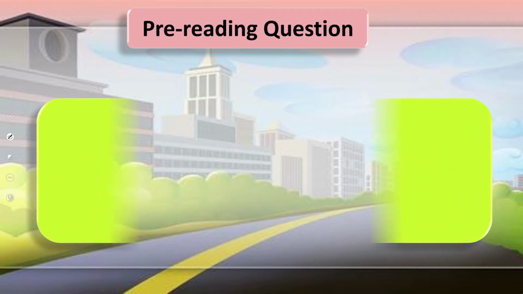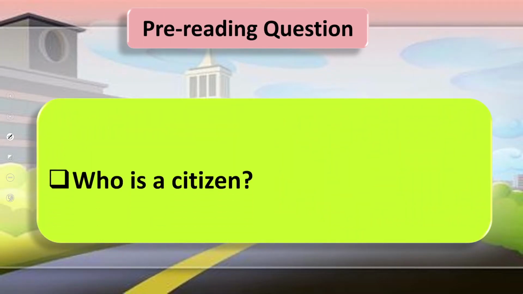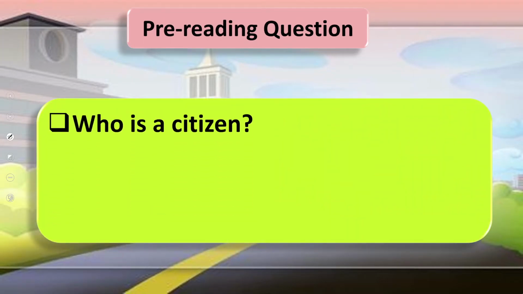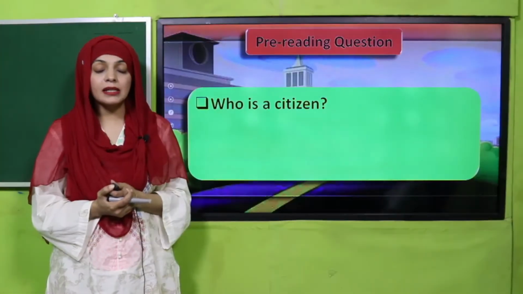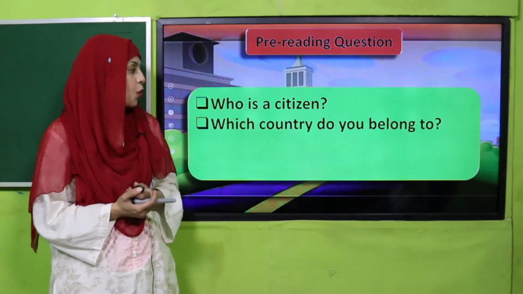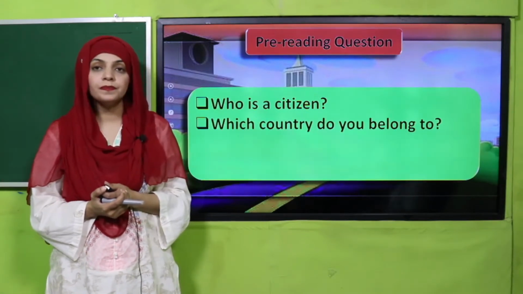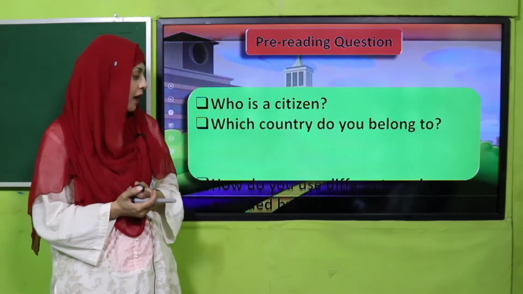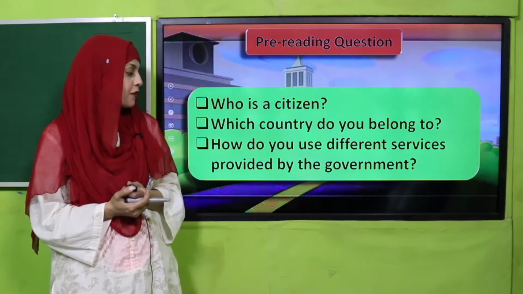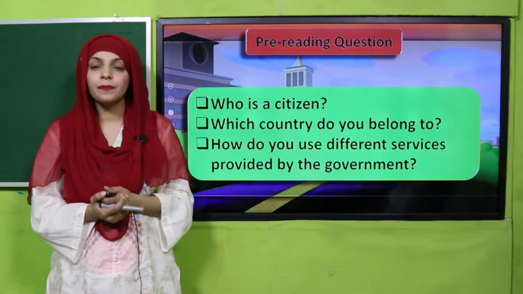So my dear students, now is the time for pre-reading questions. Quickly tell me, who is a citizen? A citizen is a resident of a country. Very good. So which country do you belong to? Pakistan. Very good. So do you use different services provided by the government?